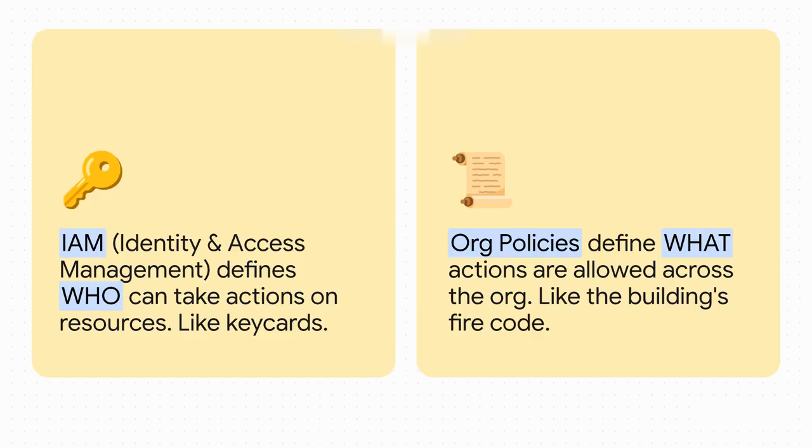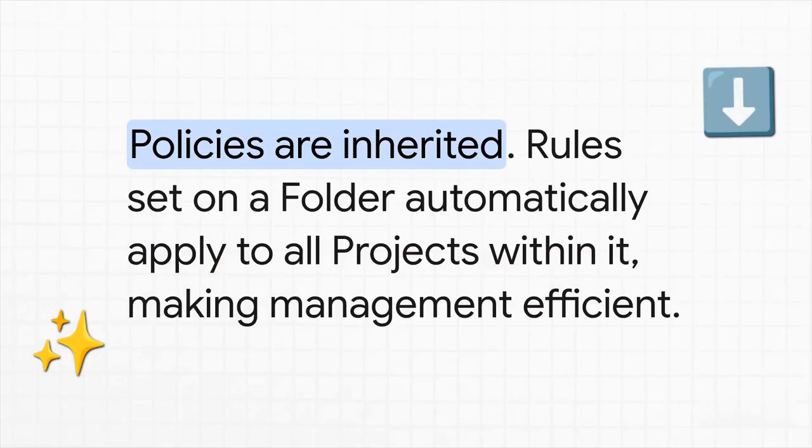But then you have organization policies. These are all about what. Think of these as the building's fire code. These are the universal rules that everyone has to follow, no matter what keycard they have. Things like, nobody is allowed to create a public storage bucket, period. And here is the magic, the really powerful part. These policies are inherited. That means if you set a rule on a folder, on one of the skyscraper's floors, that rule automatically applies to every single project, every single room on that floor. This is a game changer for managing permissions at scale. You just set the rules at the highest level you can, and they just flow all the way down, so efficient.